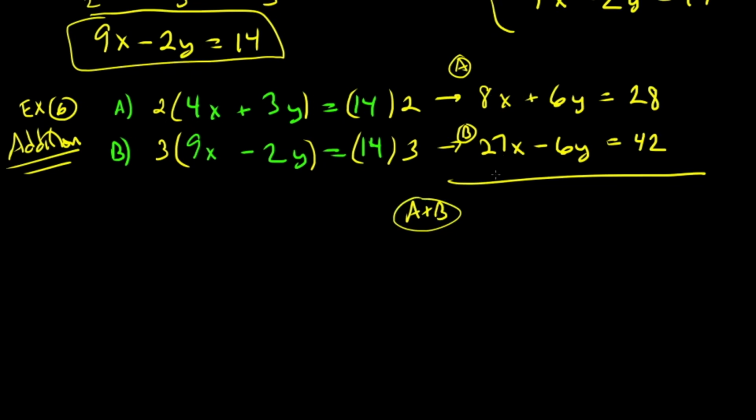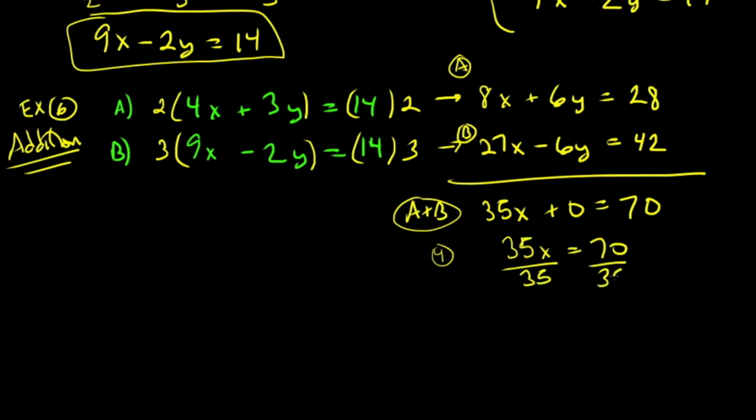And I get 8x plus 27x is 35x. 6y minus 6y is 0. And then 28 plus 42 is 70. So 35 times x equals 70. Step 4 is to divide both sides by 35. And we get x equals 2.